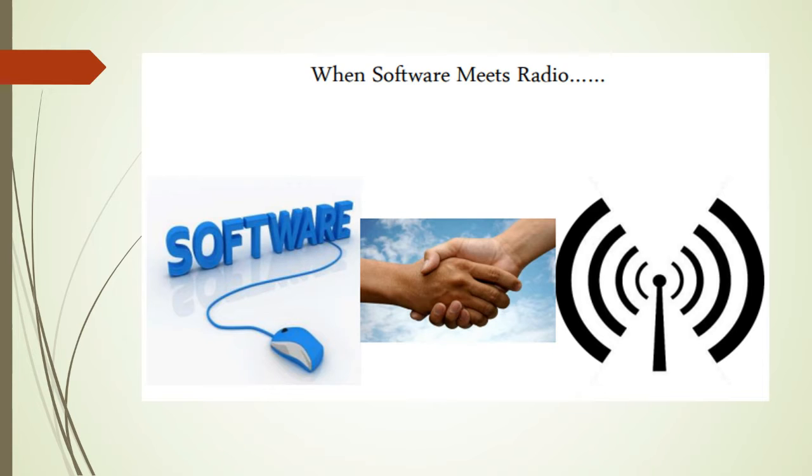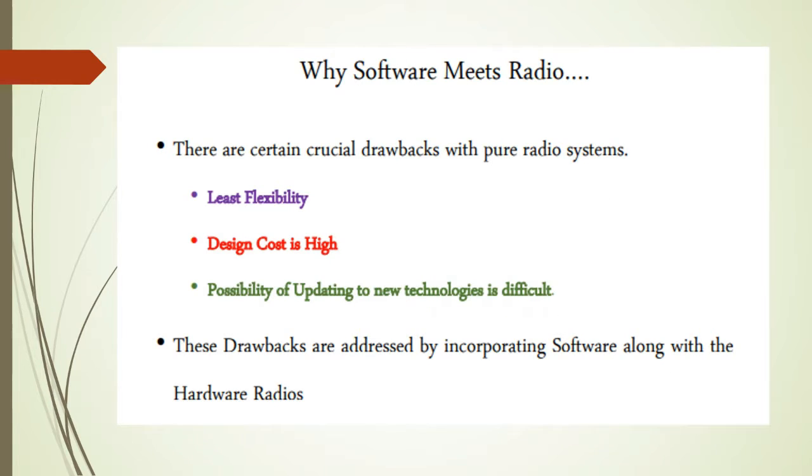Now let's see why software meets radio. There are drawbacks with pure radio systems, so software needs to be incorporated with hardware radios. If you are using a pure radio hardware system, there are some drawbacks: it is less flexible, has high design cost, and is difficult to update with new technologies.